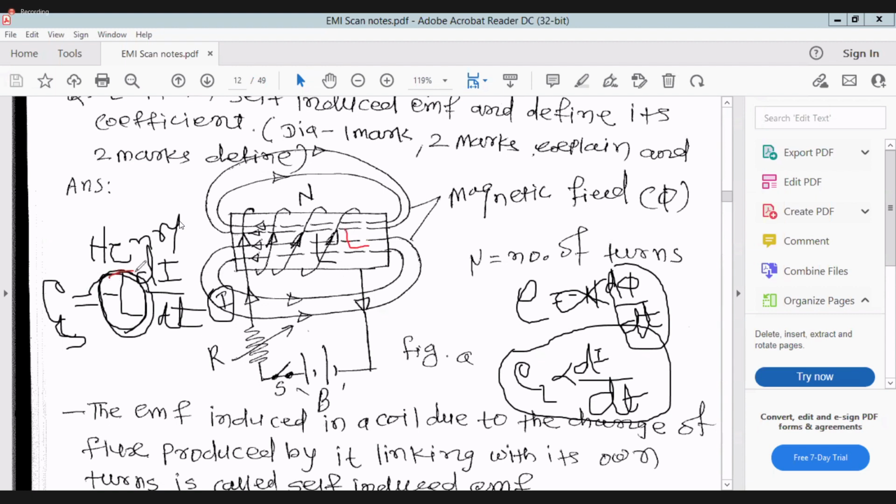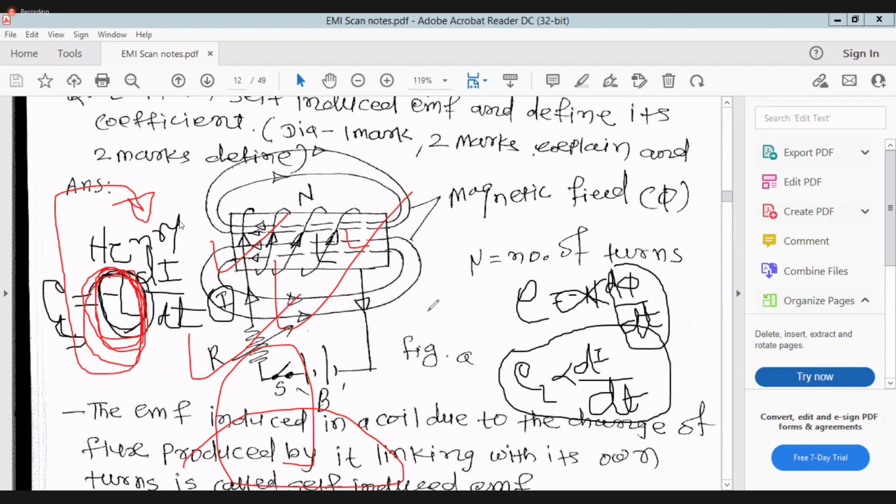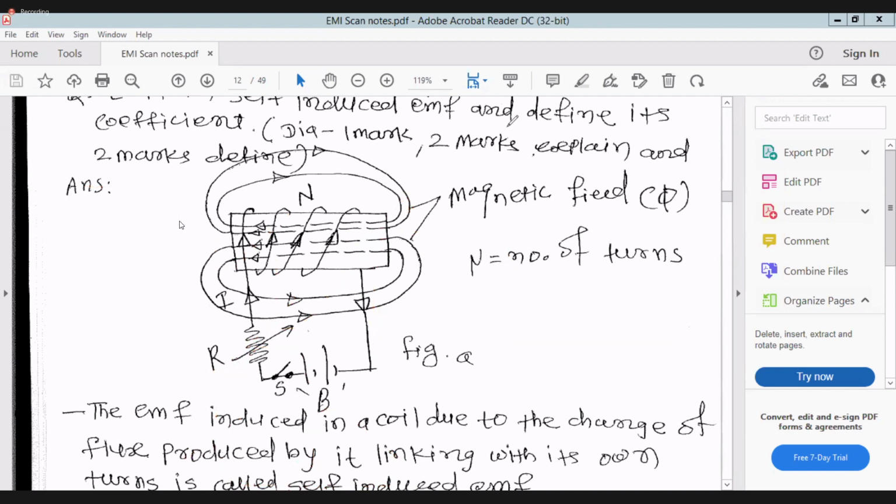It is a constant of proportionality and a coefficient of self-induced EMF, so it is called self-inductance or inductor. The unit of self-inductance is Henry. There is a rate of change of flux due to the rate of change of current, so the self-induced EMF is directly proportional to the rate of change of current. Therefore, self-induced EMF is equal to minus L di by dt. So you draw the diagram, write the explanation of the self-induced EMF, and then write the definition of L, self-inductance. Clear?